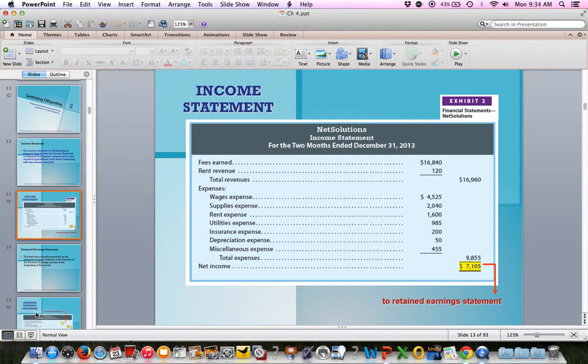just a little bit better look of the income statement, a little bit bigger size so we can view it better. And you can see it's just fees earned, revenues earned, total revenues minus all of my expenses to get down to net income of $7,105.